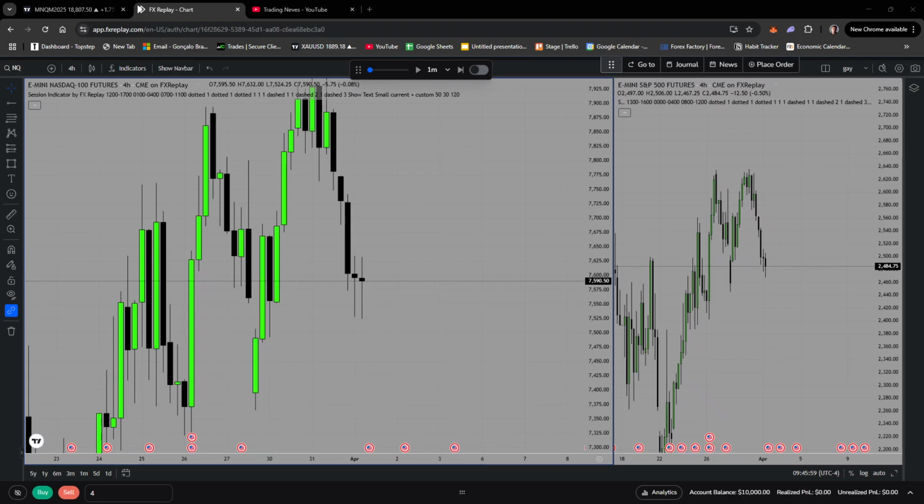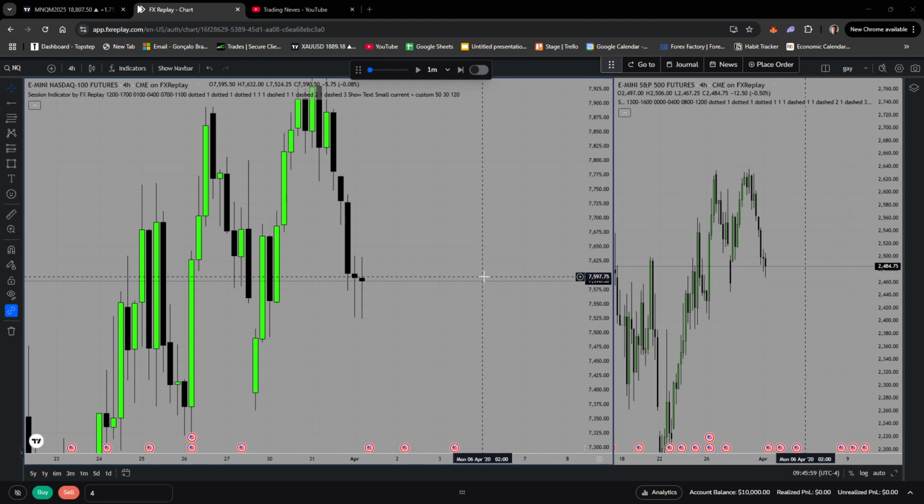Okay, so we are in April the 1st, 2020. We're going to go ahead and backtest the VI model. So let's begin. On the left-hand side, we have NQ. On the right-hand side, we have ES. This is to find out if we have any SMT.